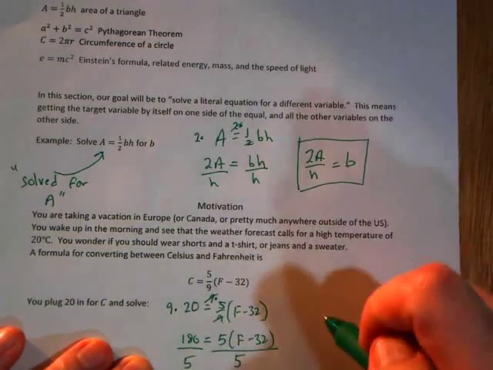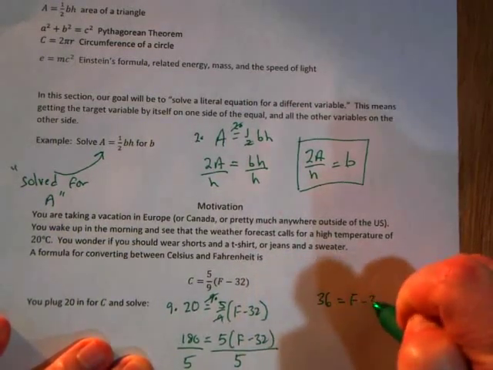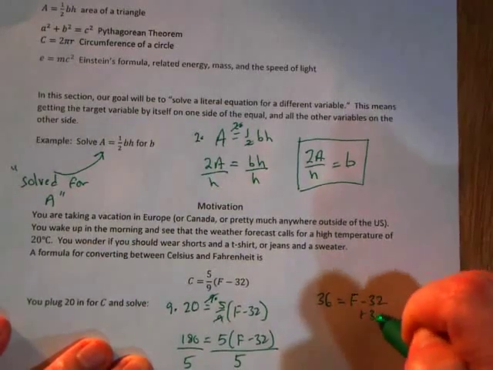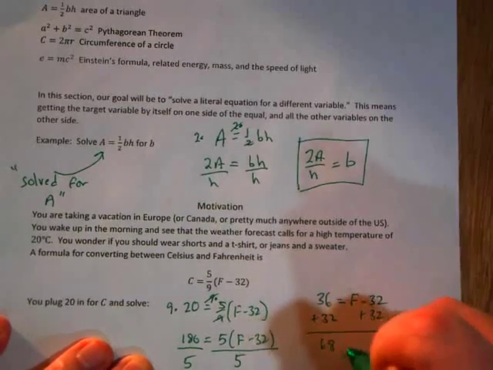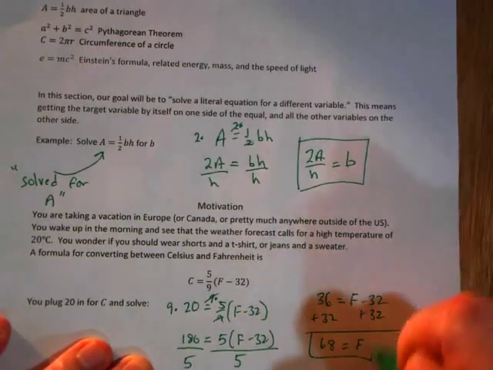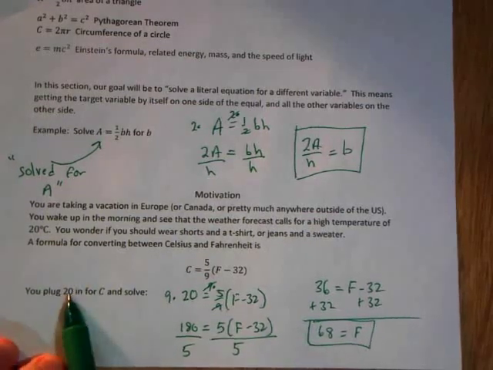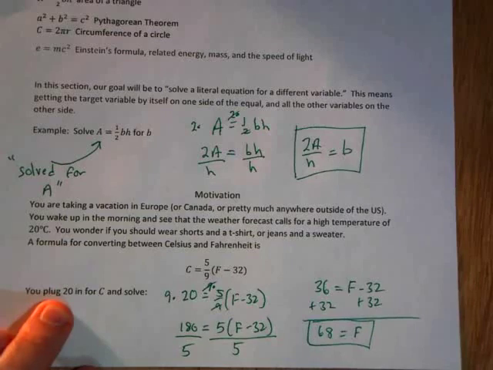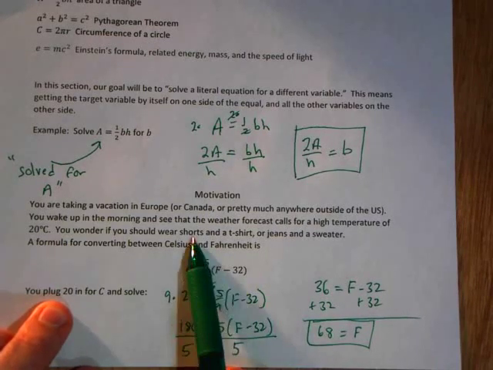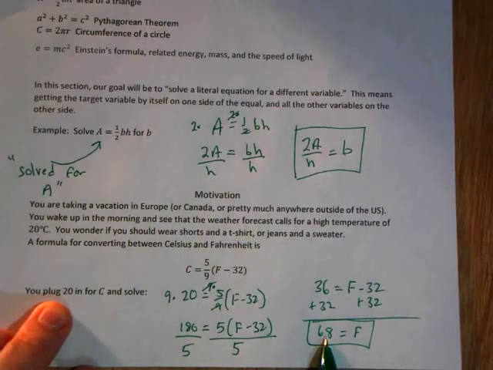180 divided by 5 happens to be 36, equals F minus 32, and then we add the 32 to both sides. We get 68 equals F. So what that tells us is, if the Celsius temperature is 20, the Fahrenheit temperature is going to turn out to be 68. So maybe you want shorts and a long sleeve shirt. Maybe a t-shirt won't quite be warm enough.